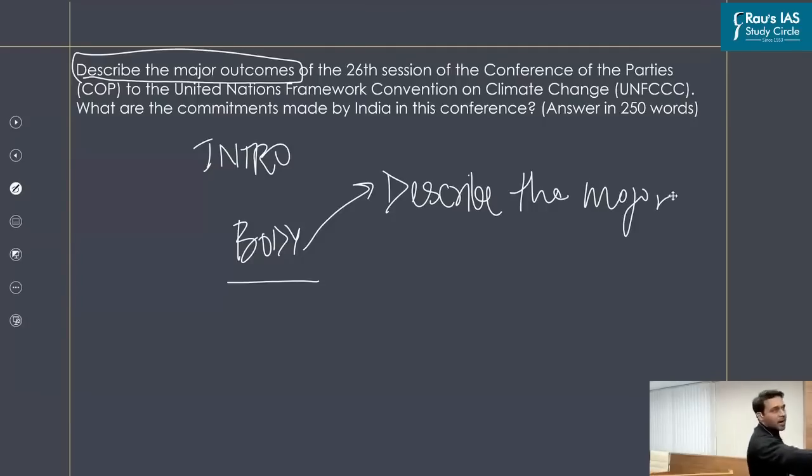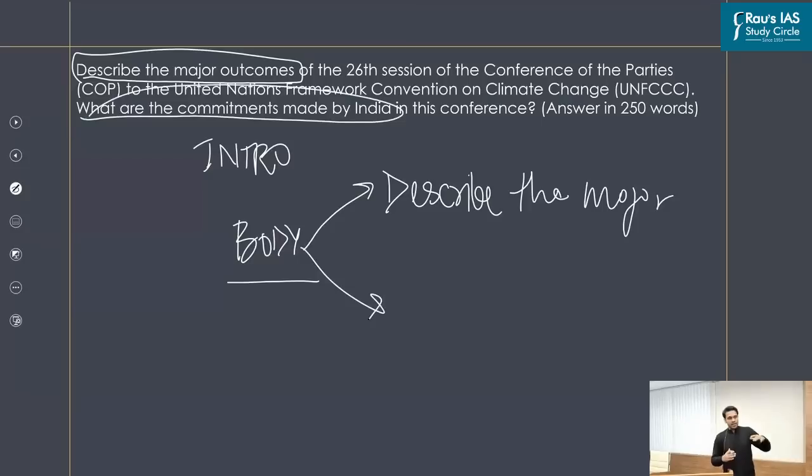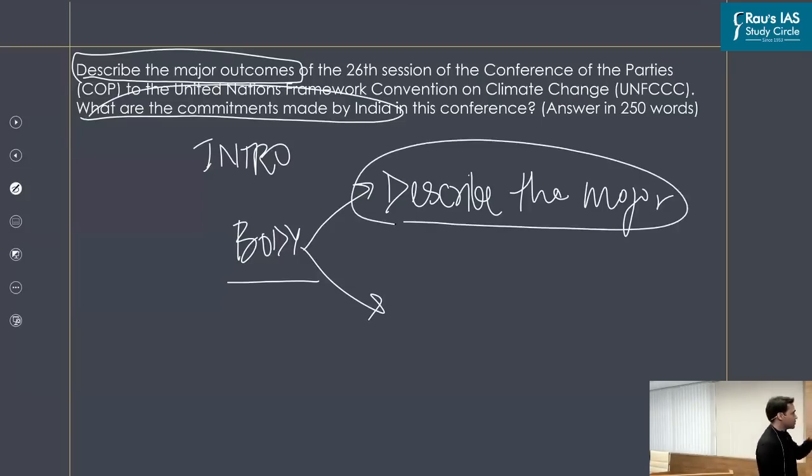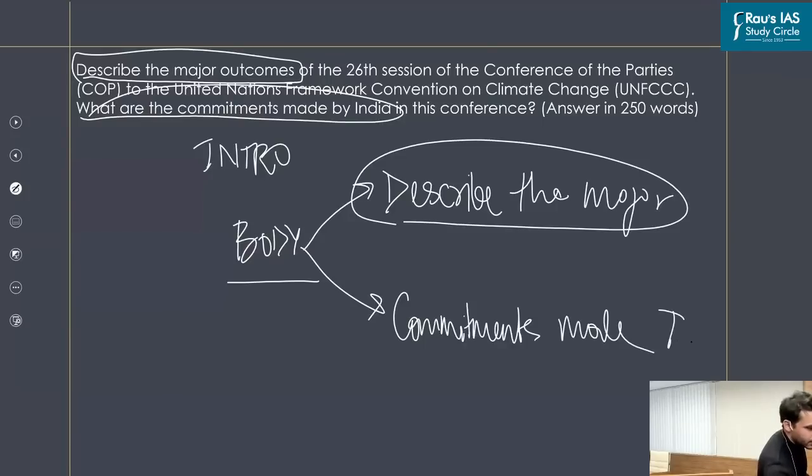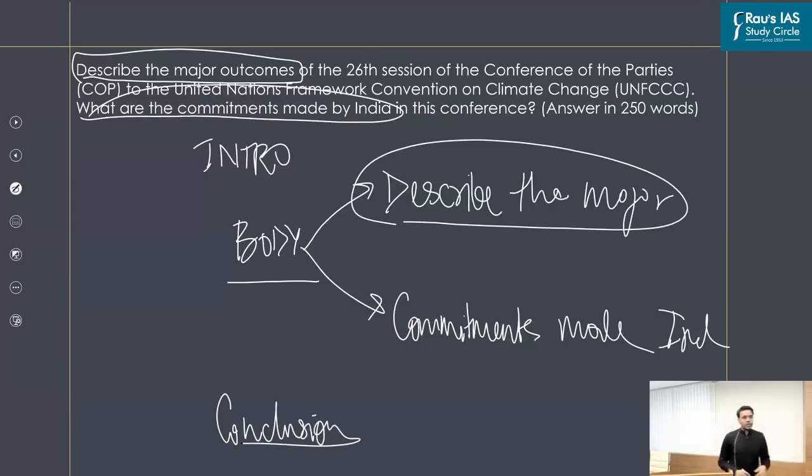And then the second part of the question, the main demand of the question, is what are the commitments made by India? So that has to be separately highlighted in your answer. That cannot go as a part or a sub part of the first demand. And so the commitments made by India, right? And then finally, you will end the answer with a conclusion. All right. Is this point clear to everyone?